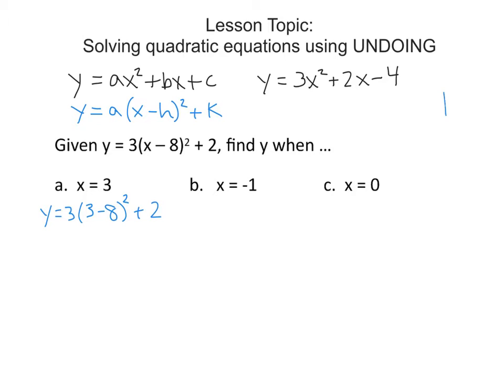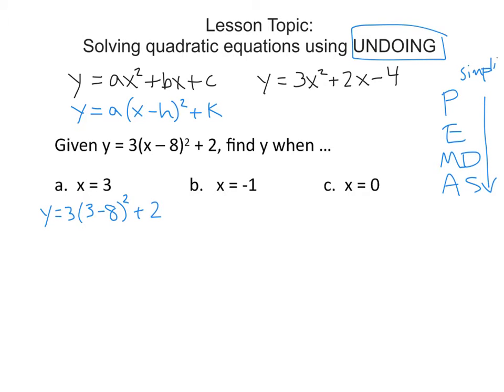Now, remember, this is important for what we are talking about with undoing. We know PEMDAS, or the order of operations. When we simplify, we go down the order of operations: parentheses, then exponents, then multiply, divide, and add and subtract. So what we're doing right here is simplifying the right-hand side of the equation, because we've got the y alone over here. We simplify parentheses first. So 3 minus 8 is negative 5, squared, plus 2, all times 3.